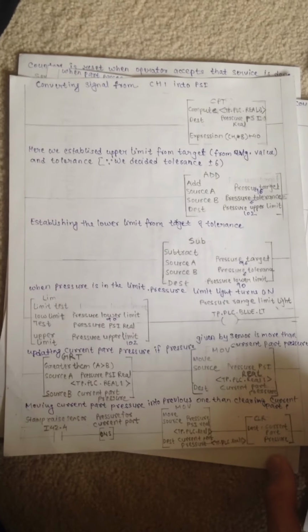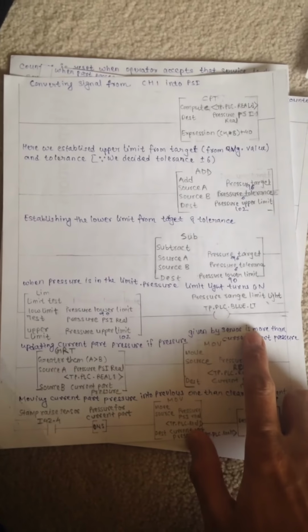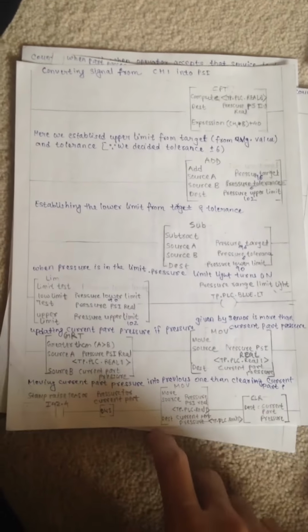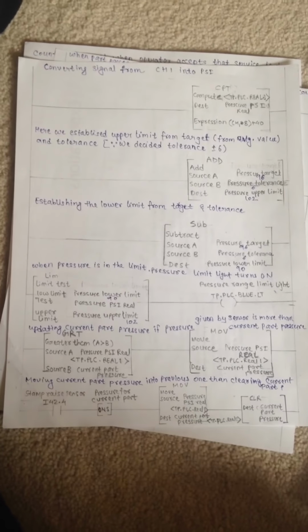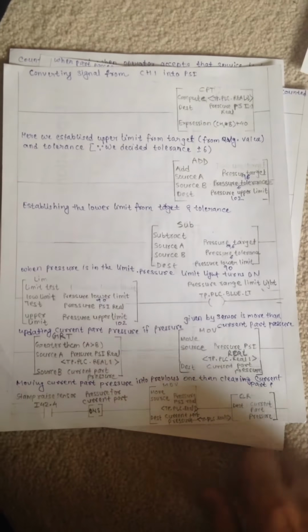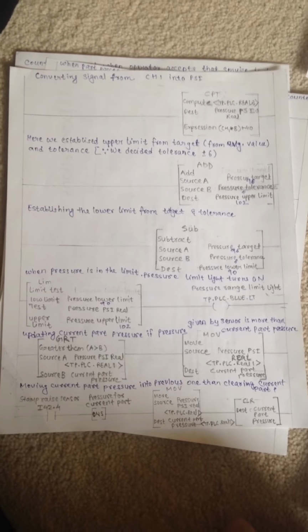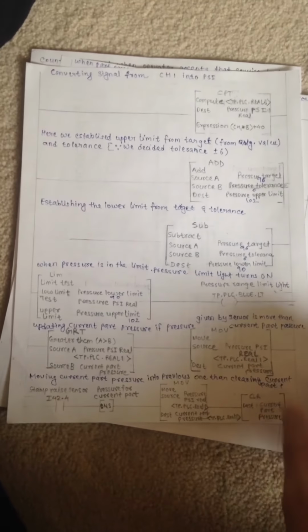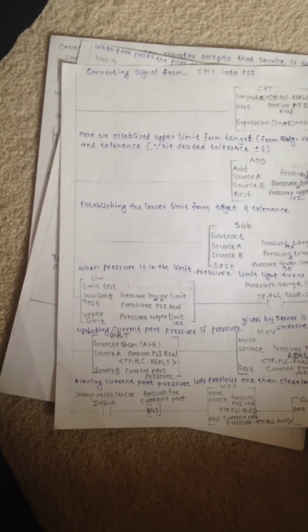When pressure is in limit, the pressure target limit light turns on. When it is greater than the current part pressure, the value is moved in and stored in current part pressure.